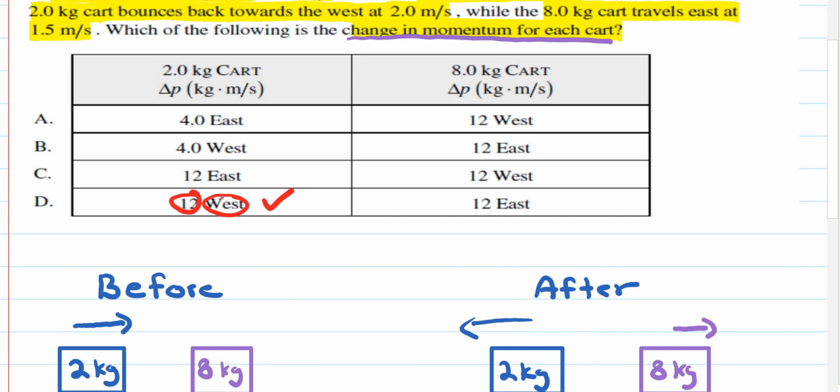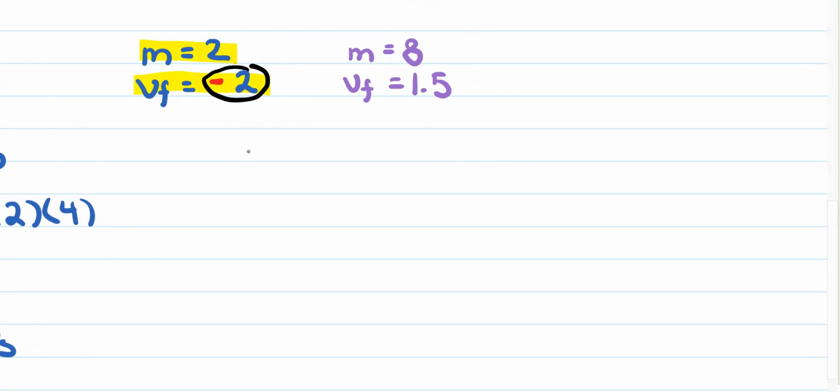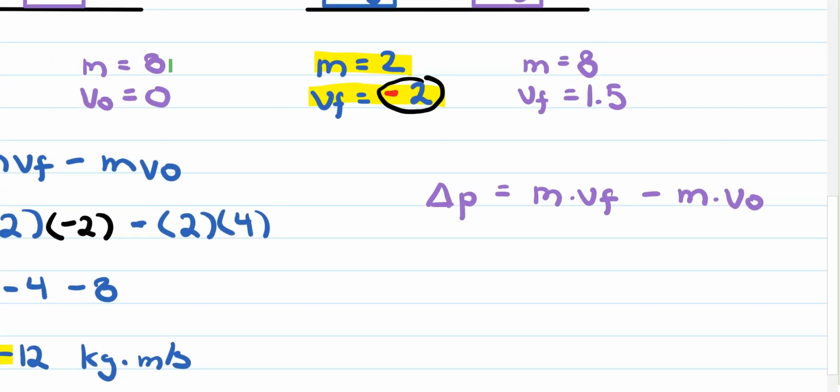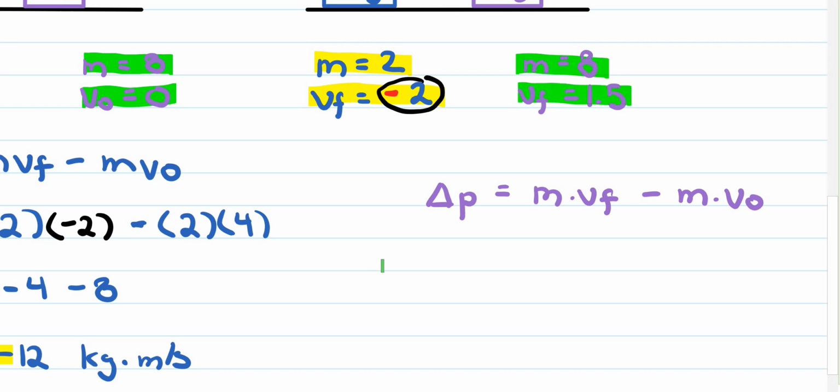Okay, let's go ahead and find the change in momentum for the 8 kilogram cart for the practice now. The change in momentum is the mass times the final velocity minus the mass times the initial velocity. Now we're dealing with the 8 kilogram cart, so I'm looking at the information that I'm highlighting in green here.